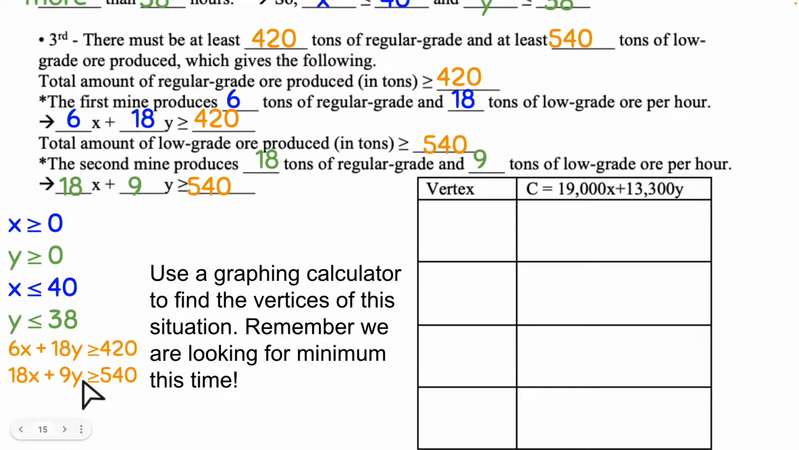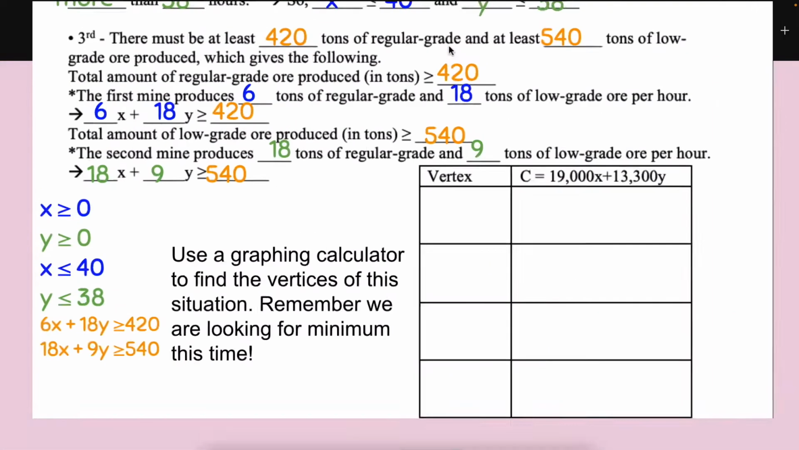So now, as you can see here, it says use a graphing calculator to find the vertices of this situation. Remember, we are looking for a minimum this time. So we want to find a minimum after we found the vertices. So once we found our vertices, we're going to plug them in to find our answers.